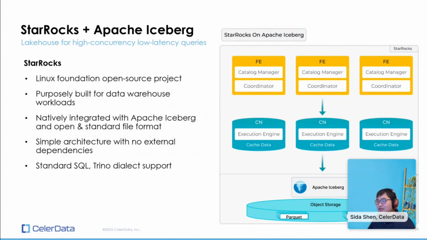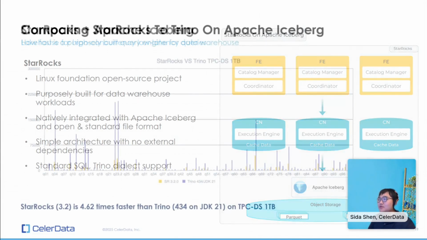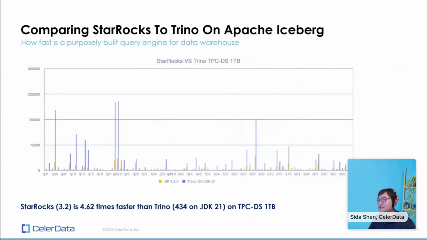It has a really simple architecture, and it supports standard SQL, and it also has Trino dialect support as a switch you can turn on, right? So the performance of StarRocks is really great because it is a query engine that is optimized for data warehouse-like workloads. We're going to go into some of the features and innovations in the next few slides. But first, let's take a look at performance.